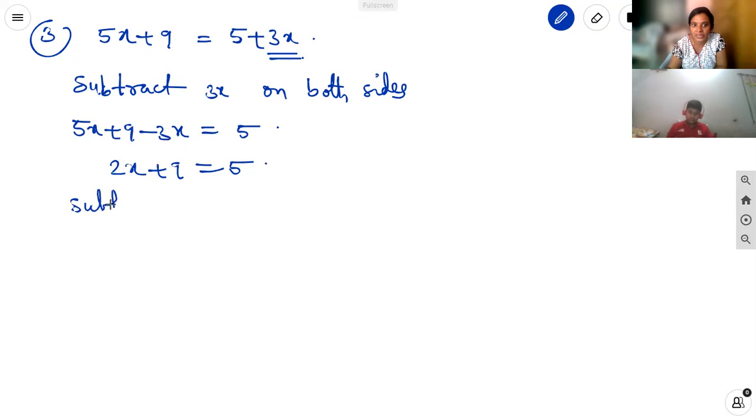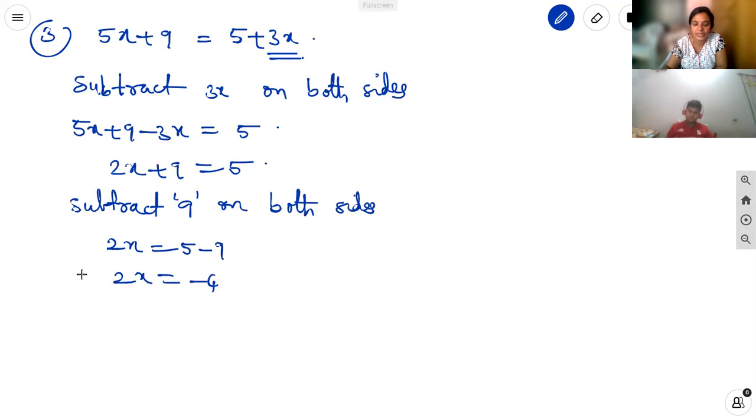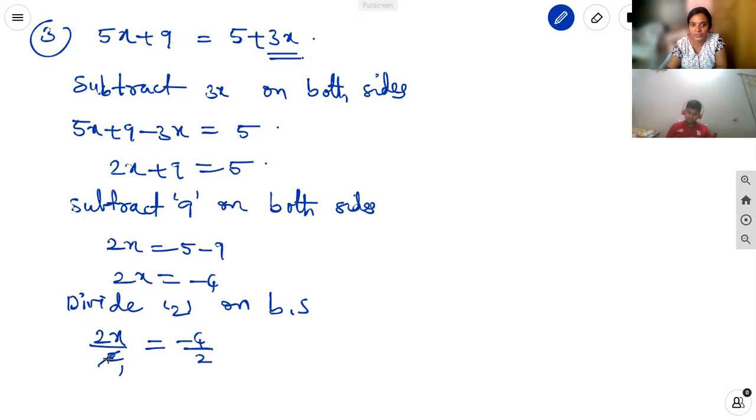Again subtract the constant on both sides. The left side constant is 9, so subtract 9 on both sides. So 2x equal to 5 minus 9. It is minus 4 equal to 2x. Now we divide both sides by 2. So 2x upon 2 equal to minus 4 upon 2. 2 ones are 2, 2 minus 2s are minus 2. From this x equal to minus 2.